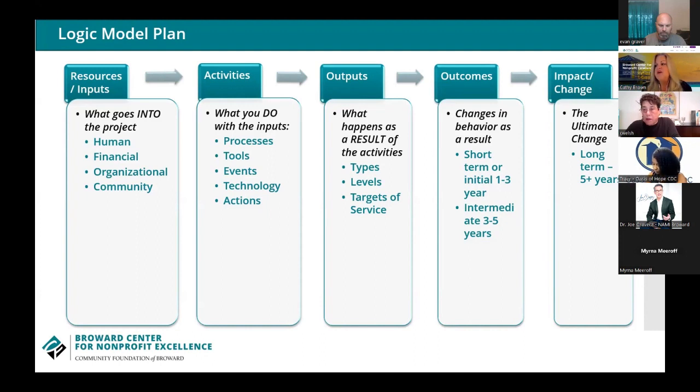So your outputs are your initial numbers, your outcomes are the behavior changes, and your impact is the long-term overall change. That impact sometimes is visionary, and sometimes it's even something you don't know exactly how you're going to measure in the long term, but you're still anticipating how you would know this work had been successful. So that's kind of how we look at it in that sense. I hope that's helpful.